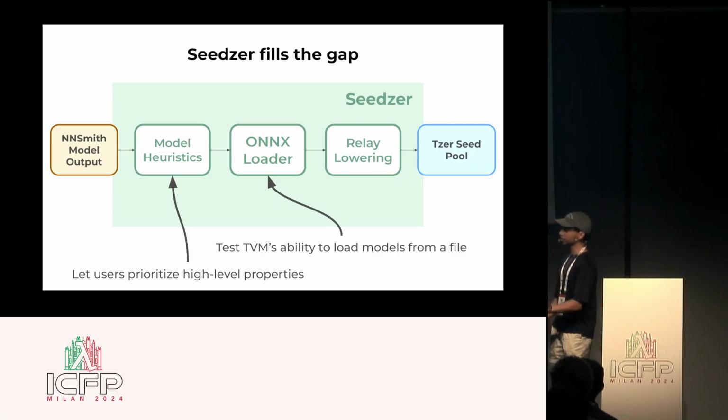Essentially, it takes in the NN-Smith model output, which has a lot of diverse neural networks, and allows the user to prioritize different high-level properties by encoding their own heuristics. Let's say I just updated part of TVM that has to do with convolutional neural networks, so I want to test those deeper. It allows you to prioritize those. It also tests TVM's ability to load things from a file. This is a very common capability that TVM as a deep learning compiler has. You should be able to load a neural network from a file and then compile it down. But neither of the previous 2 works actually encounter that because they all have the models in the code already.